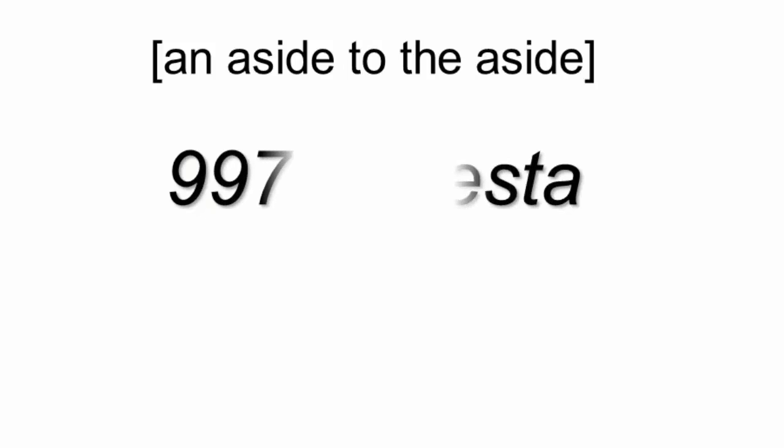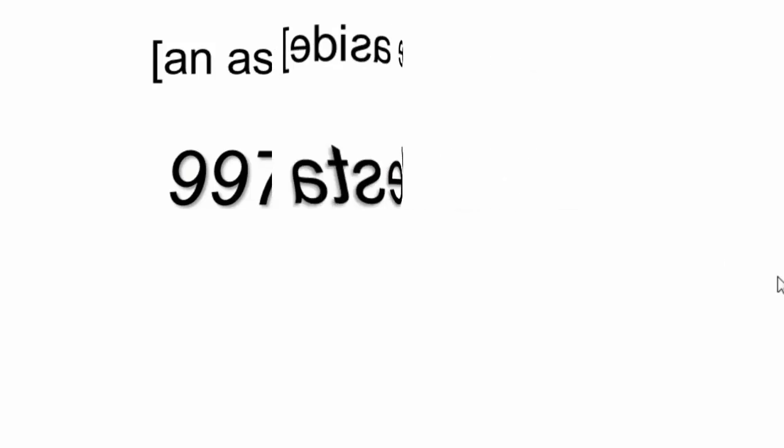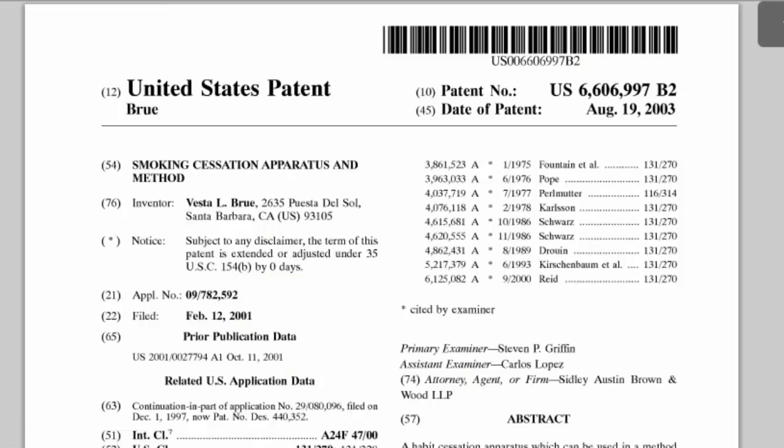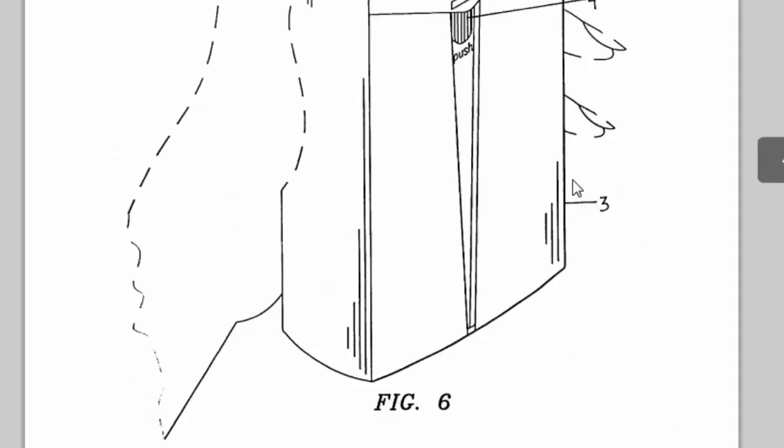As an aside to the aside, we say that the patent is to the inventor because that's what it really is, an award or grant of intellectual property from the government to the inventor. Back to the document. 997 is a smoking cessation apparatus and method.